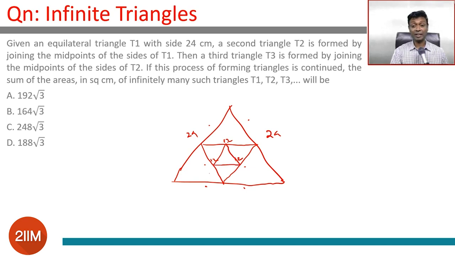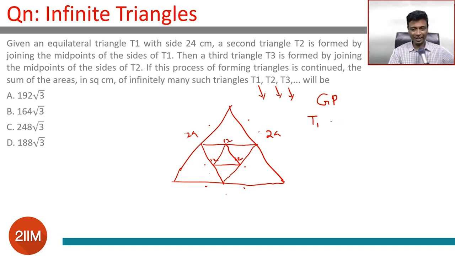If the process of forming triangles is continued, then find the sum of the areas in square centimeters of infinitely many such triangles. Oh, wonderful. Find area of T1, then T2, then T3. To start with, these will form a geometric progression. Why so? Because we've been asked for an infinite series. It has to be diminishing. I can sense that it is going to be a GP. So this has 24, 24, 24. This has 12, 12, 12. Every side is halved, so area will be 1/4. So find T1. Area of T2 will be 1/4 of that. Area of T3 will be 1/4 of that.